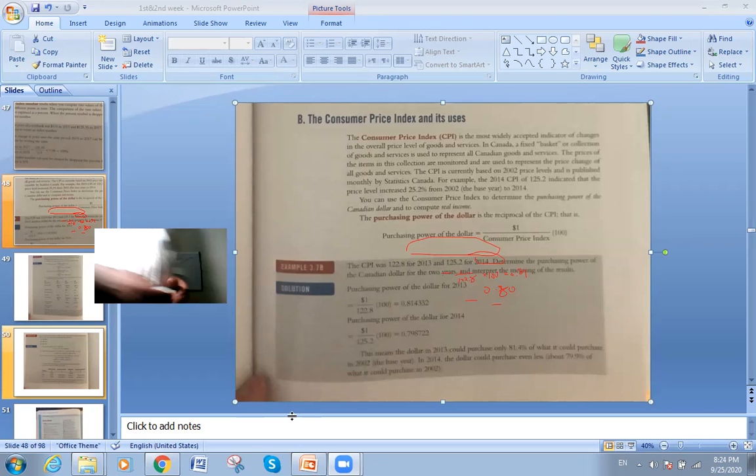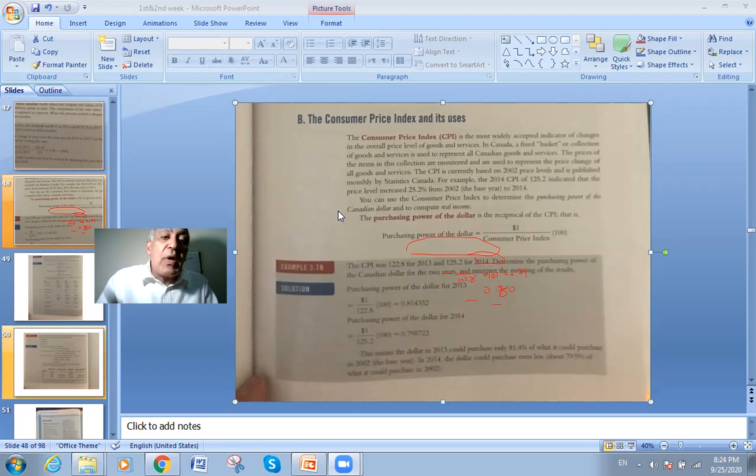And I use it also for calculating something called purchasing power. What do we mean by the purchasing power for the CPI? Purchasing power simply means what money can buy. Very simple words.